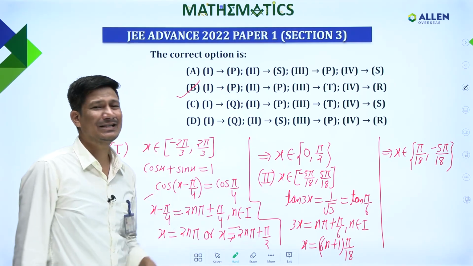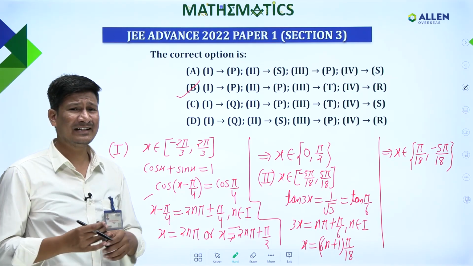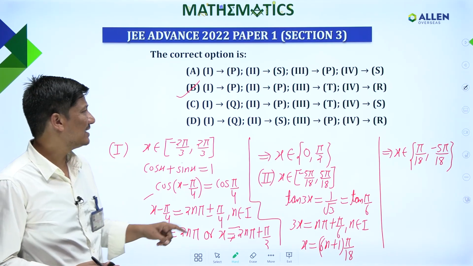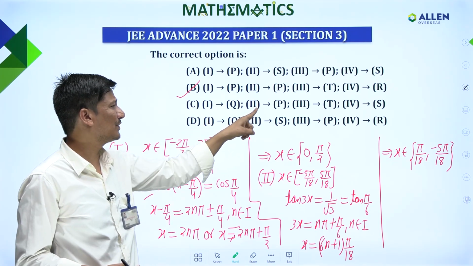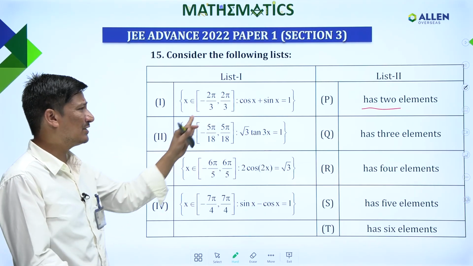Okay guys, you can solve this question by option elimination also, very easily. We don't have to solve all four equations, because the first is relevant to P, the second is relevant to P, like that. So if you solve just the first two equations, how easily can you solve these two equations?